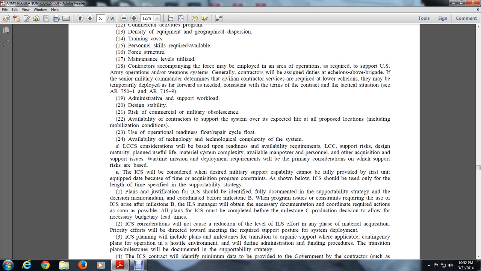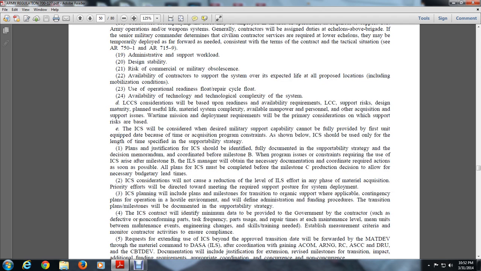ICS consideration will not cause reduction of levels of ILS efforts in any phase of materiel acquisition. Priority of efforts will be directed toward meeting required support for system deployment. 3. ICS planning will include the milestone for transition, organic support, applicability, contingency, operational, hostile, environmental, will define administration, funding procedure, transition plans and milestones, documentation, and supportability strategy. The ICS contract identifies minimum data provided by the government and by the contract, such as defect nonconformity, task frequency, part usage, repair times of each maintenance level, maintenance events, and engineering changes, skill training needed, establish measuring criteria, monitoring contract activities, and ensuring compliance.